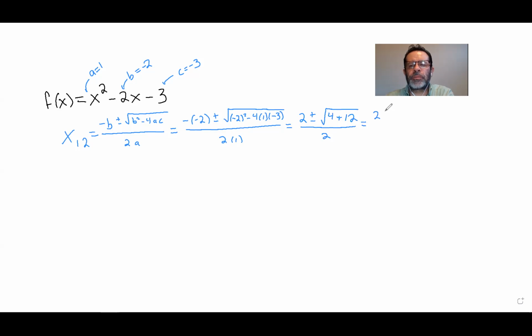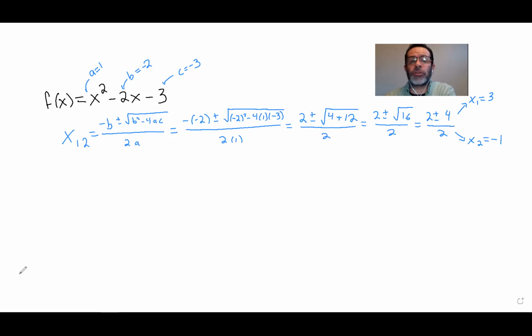And this is going to be 2 plus minus the square root of 16 divided by 2. This is going to be equal to 2 plus minus the square root of 16, which is 4, divided by 2. And this is going to give me 2 values. Remember, x1 is going to be 2 plus 4 is 6, divided by 2 is 3. And then the other value is going to be 2 minus 4 is minus 2, divided by 2, minus 1. Those are the 2 roots.